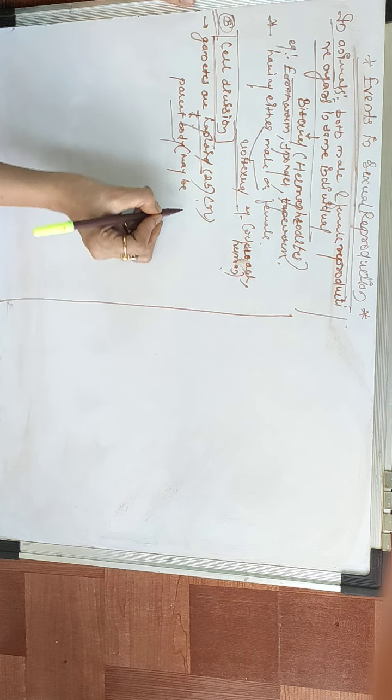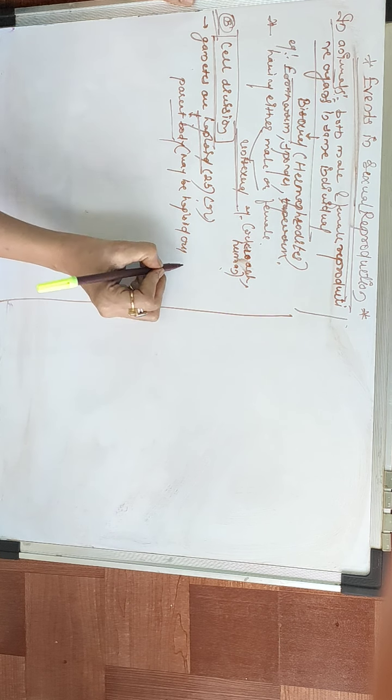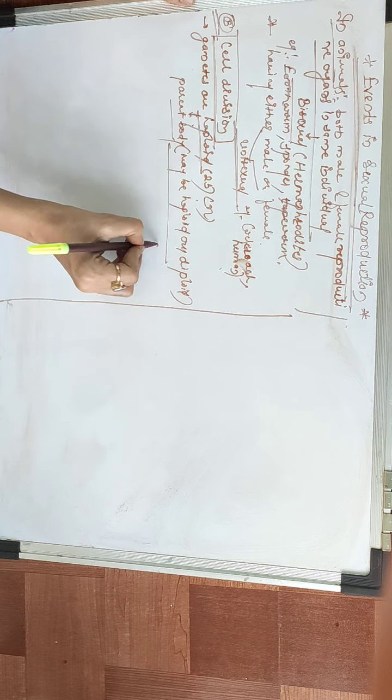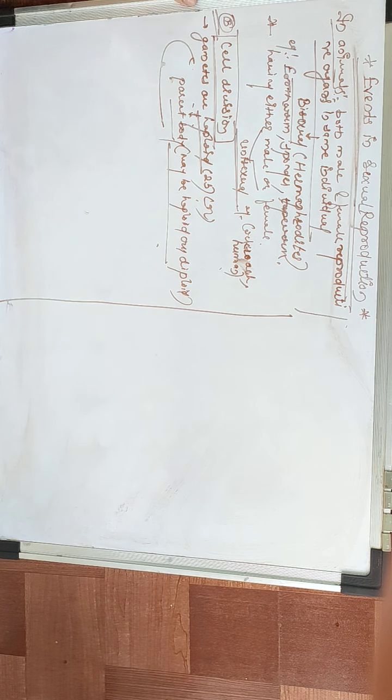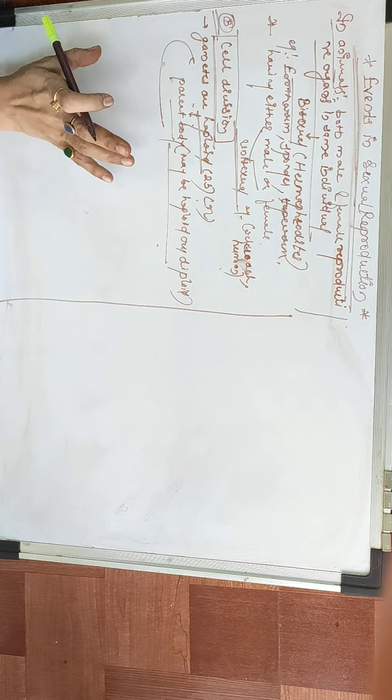Parent's body may be haploid or diploid, but they give gametes that are only haploid. Now you got it. So in other words, I can say that gametes are always haploid, though the parent body from which they arise may be either haploid or diploid.